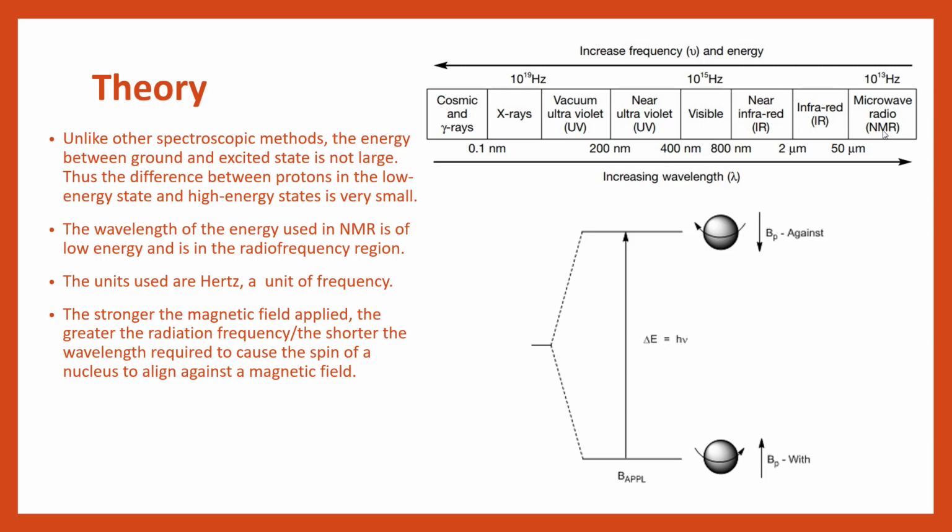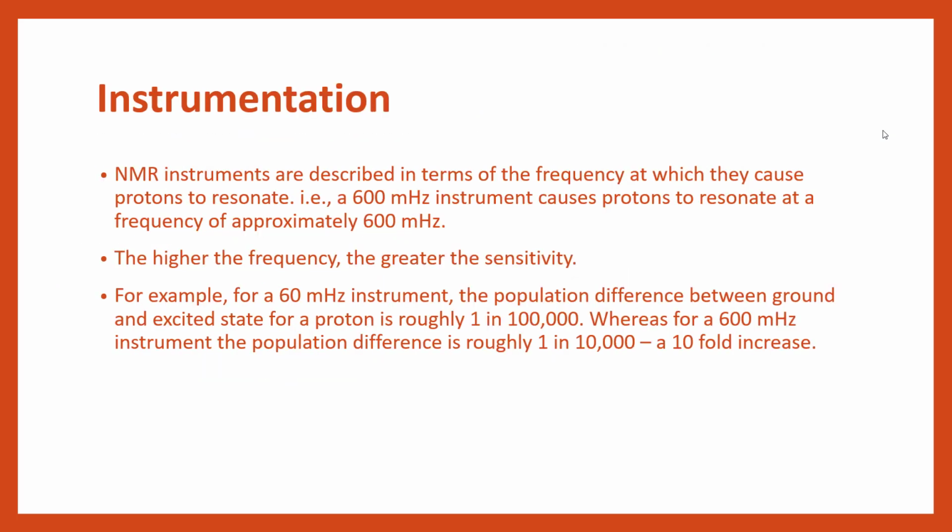So again, the stronger the magnetic field applied, the greater the radiation frequency, or the shorter the wavelength required to cause the spin of the nucleus to align against the magnetic field. Okay, so that's what's happening down at that subatomic level and what's actually causing our spectra to form.